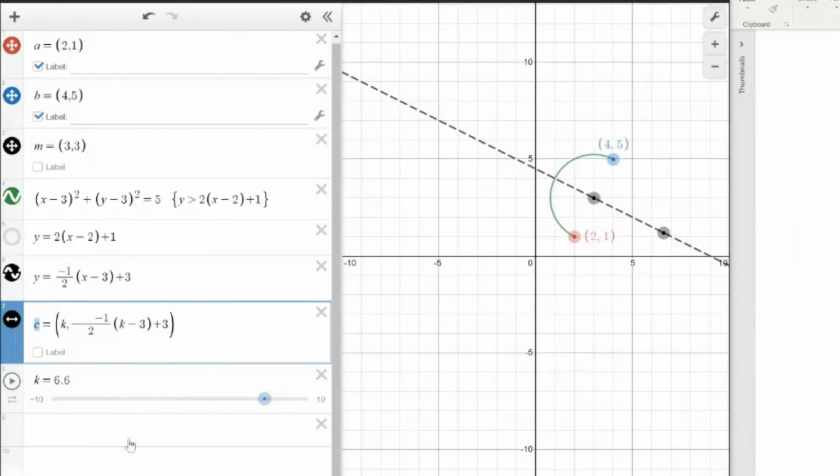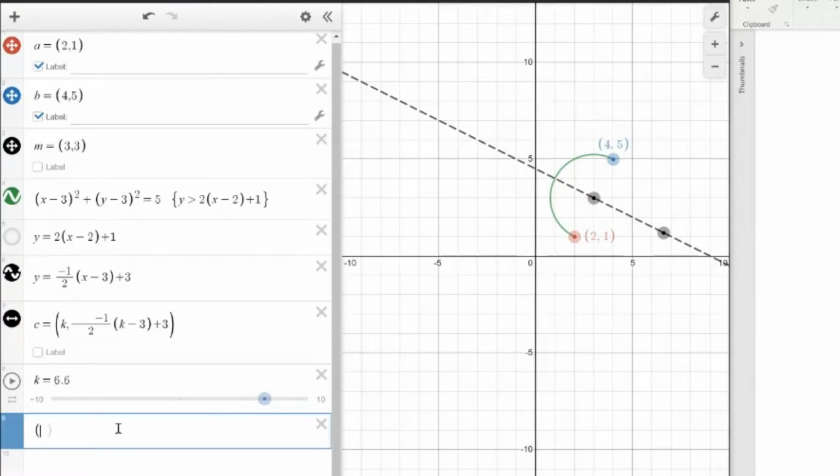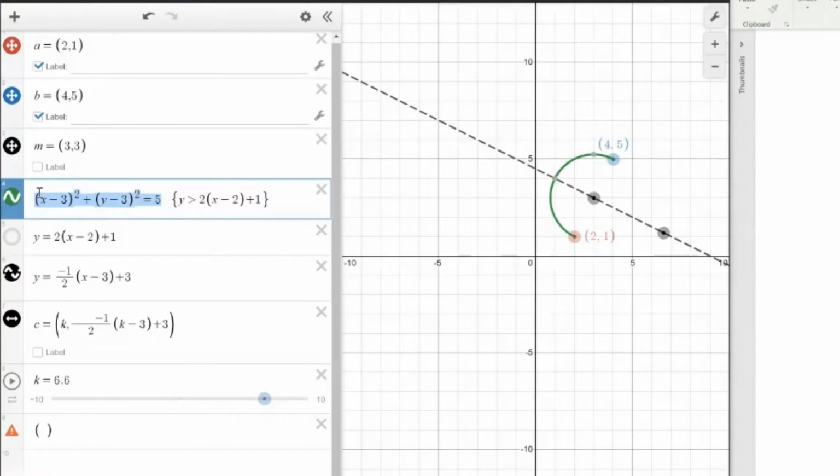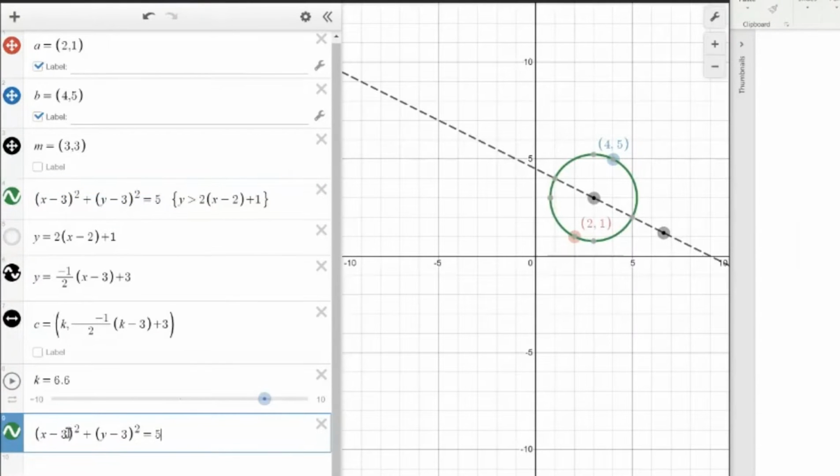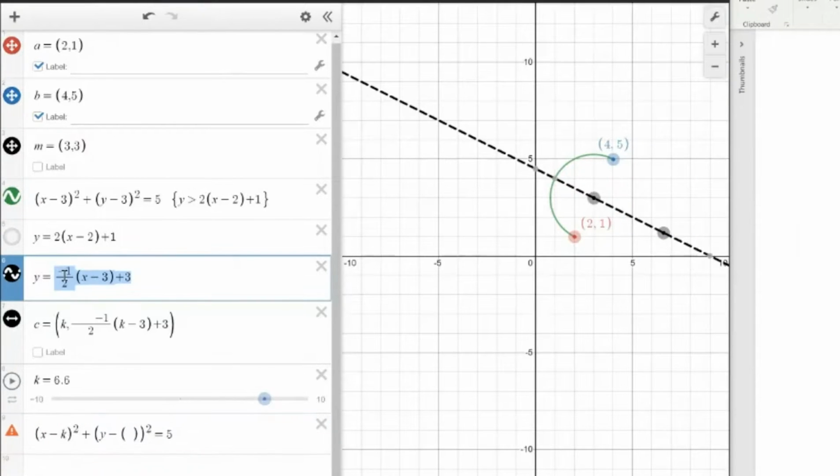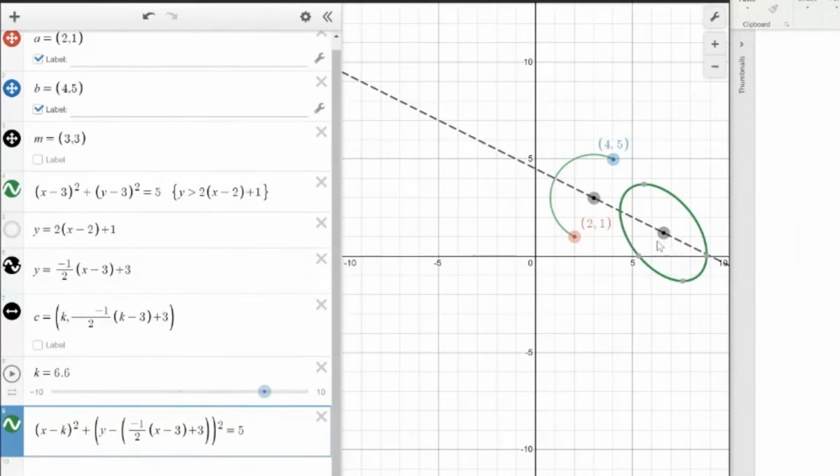So what I can do is let's just grab this here. Instead of shifted 3, I want it shifted by K, and the Y value, instead of being shifted by 3, we want it to be shifted by the corresponding Y value. Okay, so we've got a circle. The X value has been shifted by K, and the Y value shifted by the corresponding Y value.